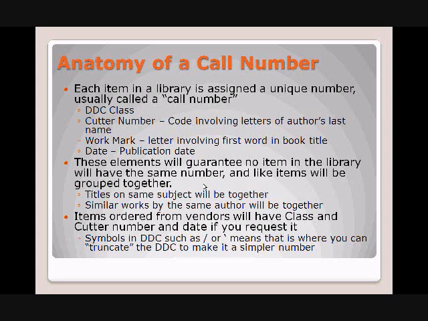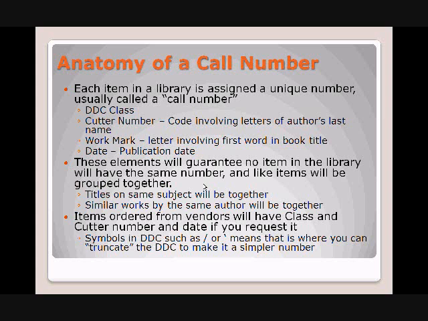So typically items ordered from vendors will have a classification and cutter number and date if you request it. And remember, the symbol such as the slash or the apostrophe means that is where you can truncate the classification to make it a simpler number.